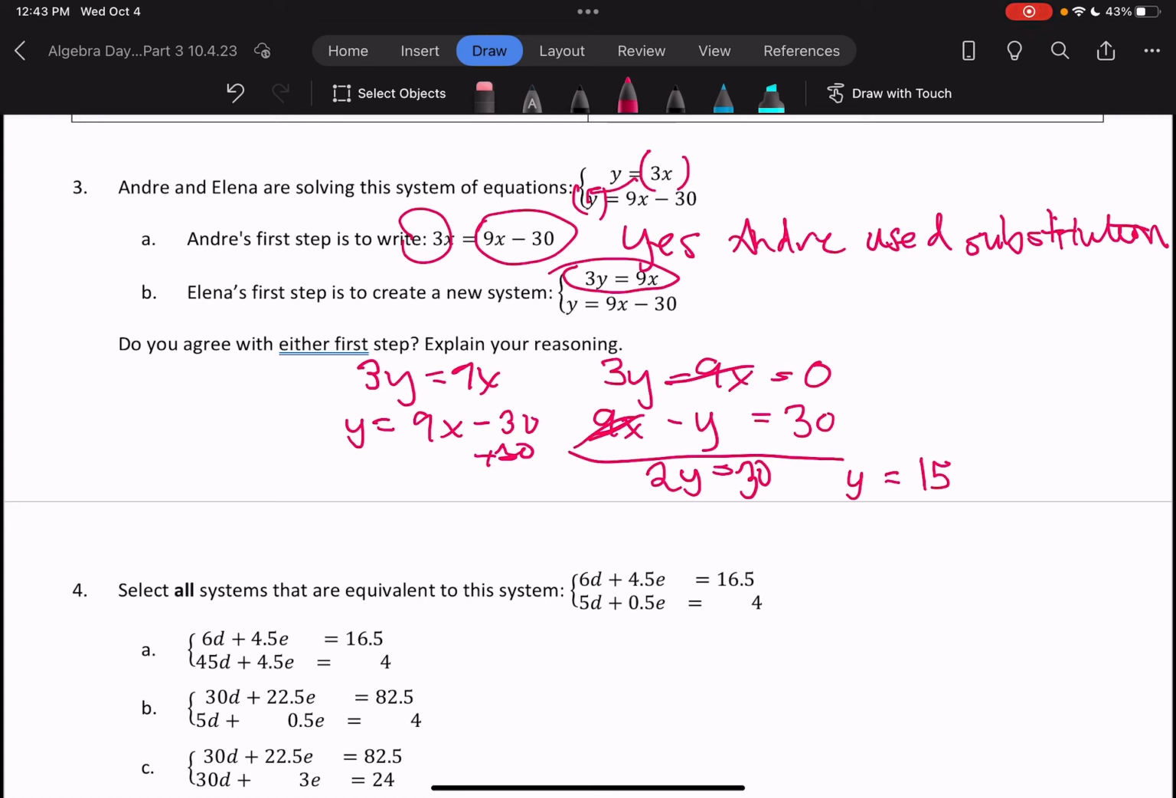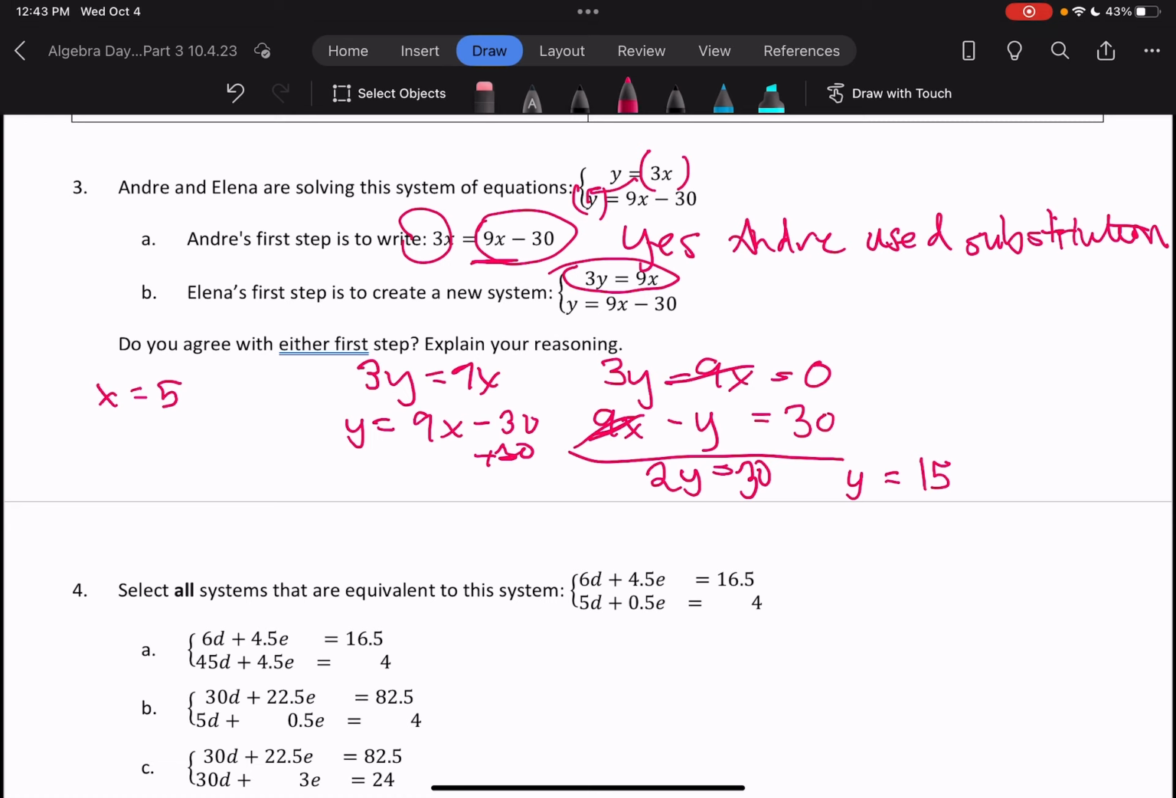Okay. If we were to solve then y equals 15, x would equal 5. And that does in fact work for the first equation too, because we would get 5 for that equation as well. So both are good first steps, both work, but Andre's is preferred, all right? So that's what I would say. I agree with their first step. They're both things to do. We can do both of them.